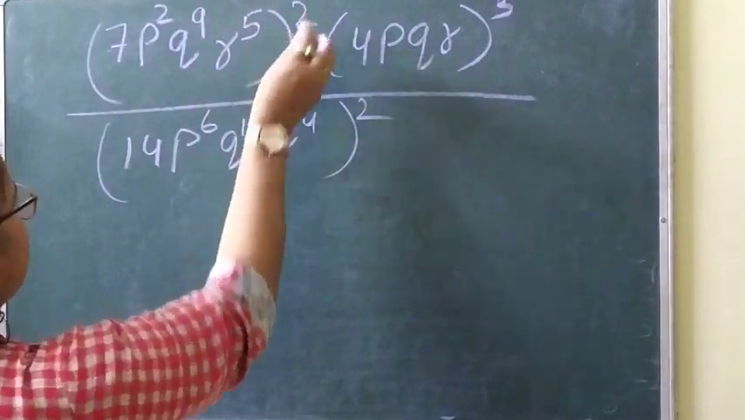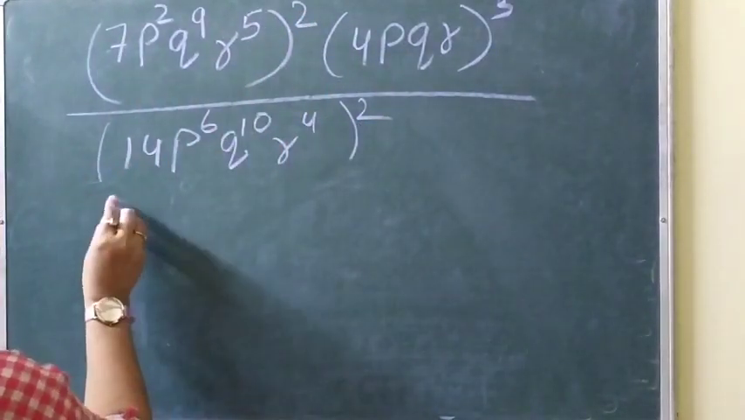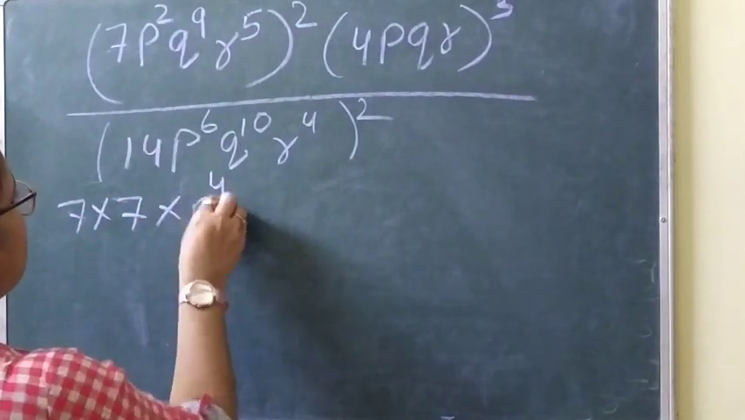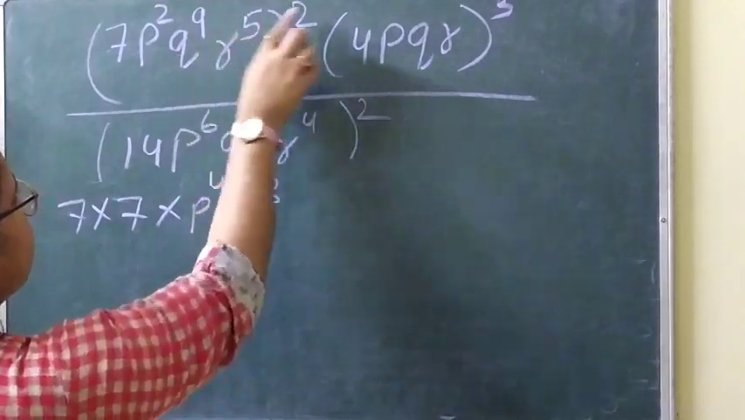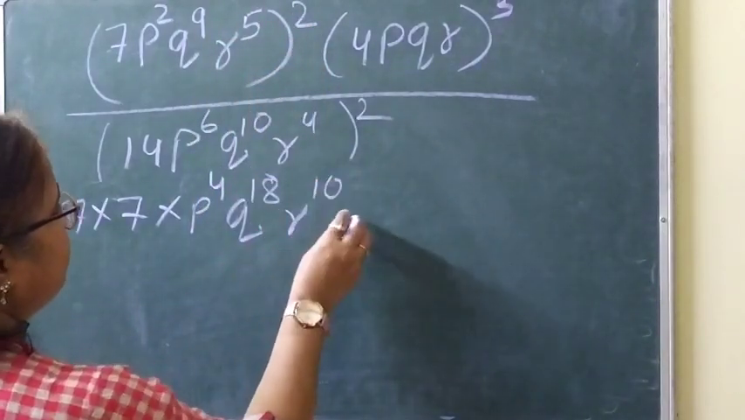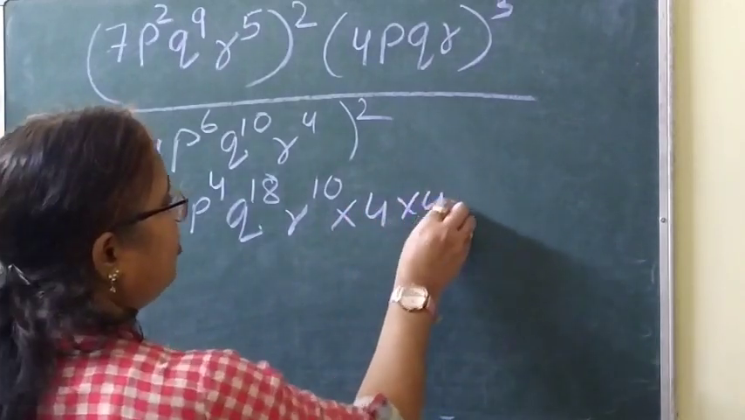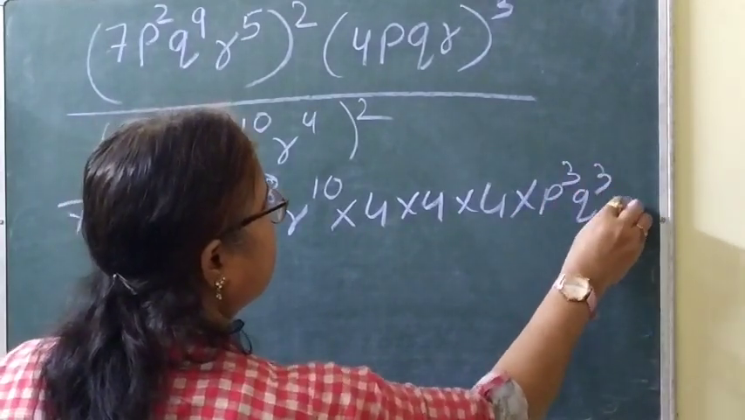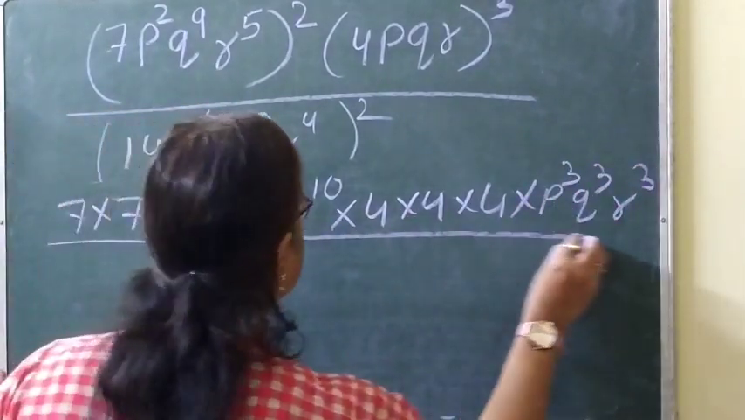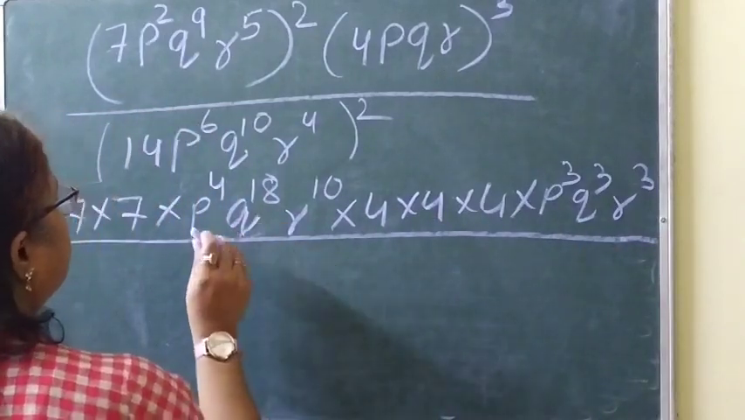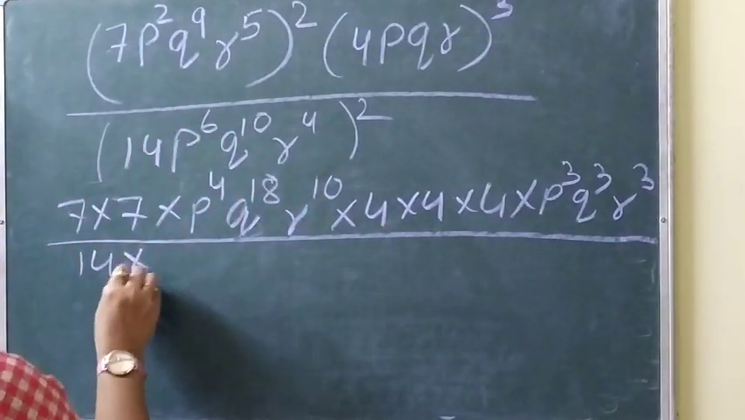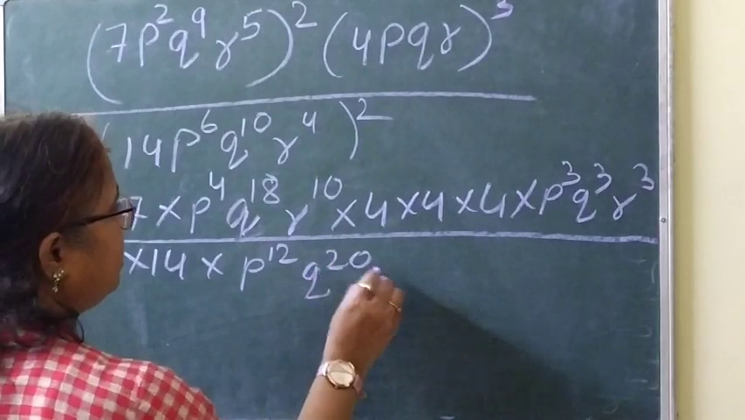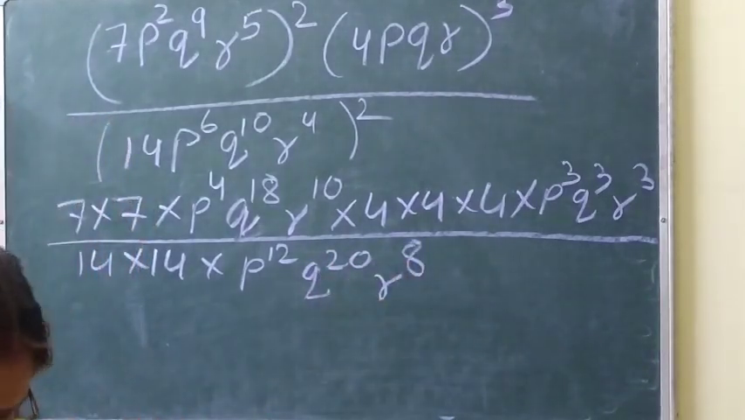So 7 square means what? Means we can write 7 into 7 into p to the power 4, q to the power 18, and r to the power 10, into 4 into 4 into 4, 3 times, p to the power 3, q to the power 3 and r to the power 3, and this is divided by 14 into 14 into p to the power 12, q to the power 20 and r to the power 8. Okay. Now how will we solve it?